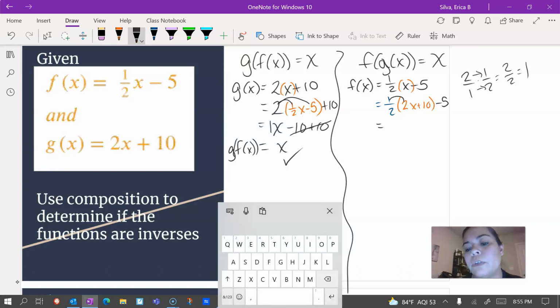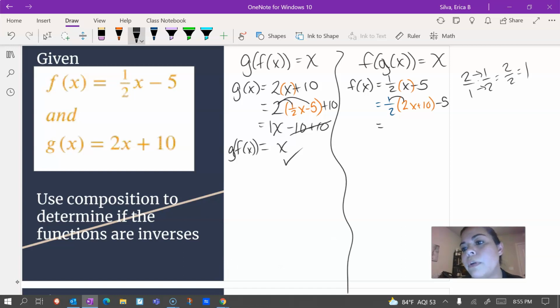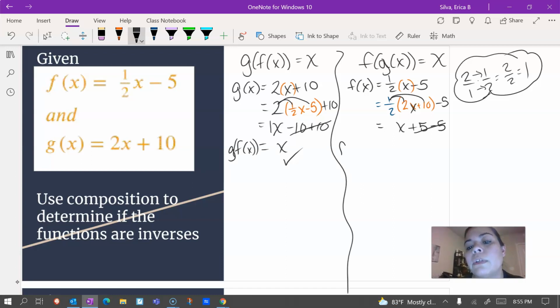And then we distribute 1/2 times 2. We already saw over here that it is equal to 1x. There's an x here. And then 1/2 times 10 is basically 10 divided by 2, which is 5. We bring down that 5. This gives us 0. So f of g of x is equal to x. Because both compositions simplify to x, they are inverses.